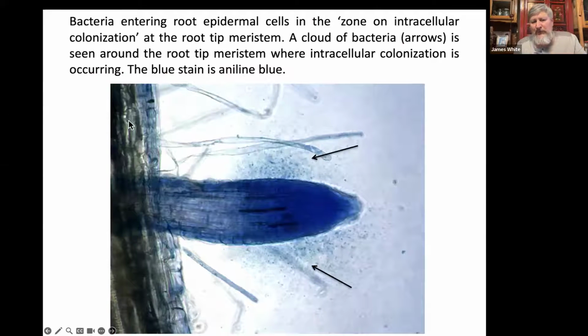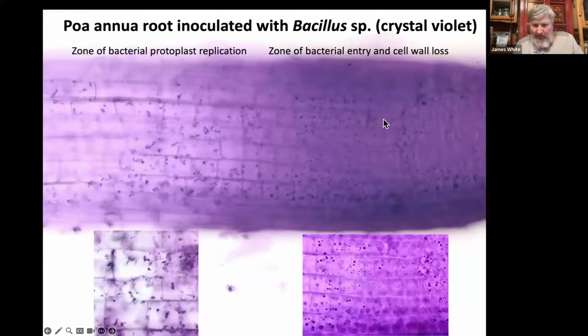So this is a root tip, and you can see the bacteria accumulating there at the tip. See them there? And the plant is taking them in right at that zone, right in there. And they go in, this shows them. This is stained for where the bacteria are in the root. This is a root. You can see this zone here. You can see the little blue dots. Those are bacteria going in.